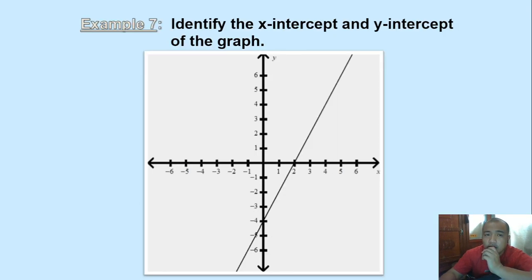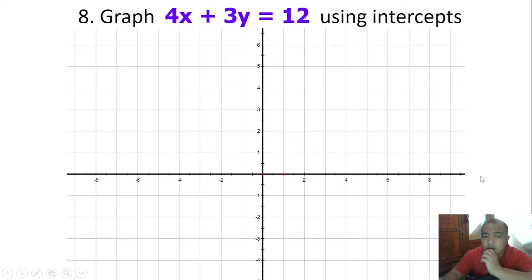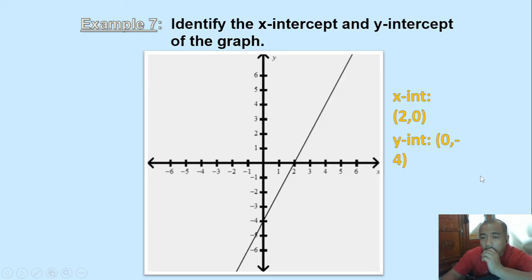Now identify the x-intercept and y-intercept of the graph in example 7. Okay, what's your answer? You can determine that in the graph. You can see it in the graph. For the x-intercept, (2, 0) here. Right? For the y-intercept, (0, negative 4). So in short, a is 2, b is negative 4.